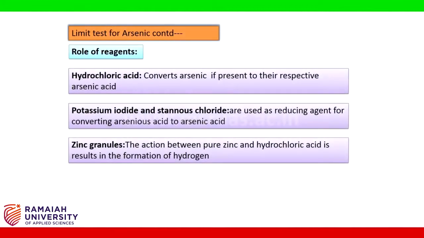Role of reagents. Hydrochloric acid converts arsenic, if present, to their respective arsenic acid. Potassium iodide and stannous chloride are used as reducing agents for converting arsenic acid to arsenous acid. Zinc granules: the reaction between zinc granules and hydrochloric acid results in the formation of hydrogen gas.